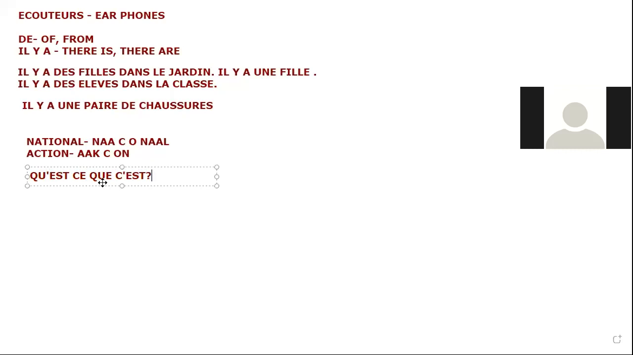If I break it and say it altogether, how is it read? It is read as qu'est-ce que c'est. Now, similarly, qu'est-ce que c'est means what is it? Now, here they are saying what is missing. Qu'est-ce qui manque? What is missing or who is missing? Qu'est-ce qui manque? What is missing?